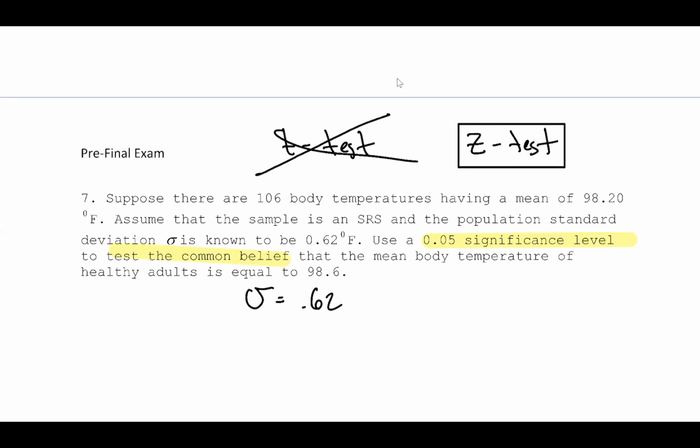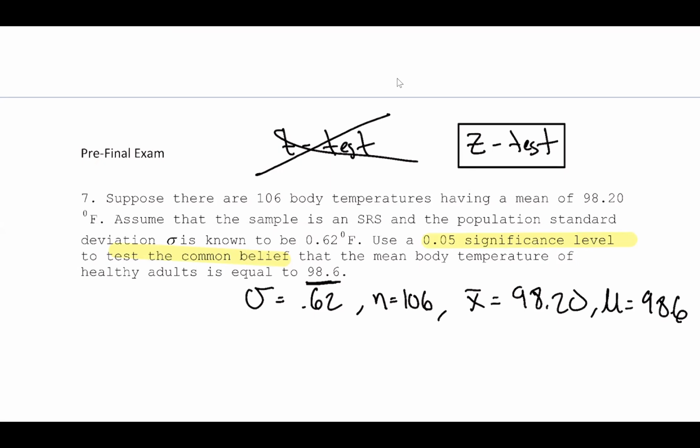All right, so I know sigma is equal to 0.62. My n is 106. We get x bar to be 98.20. And lastly, mu is equal to 98.6, because this is their claim. They're claiming that the body temperature of a healthy adult should be equal to 98.6. If you ever go to the doctor, they always tell you that your temperature should be somewhere around 98.6.